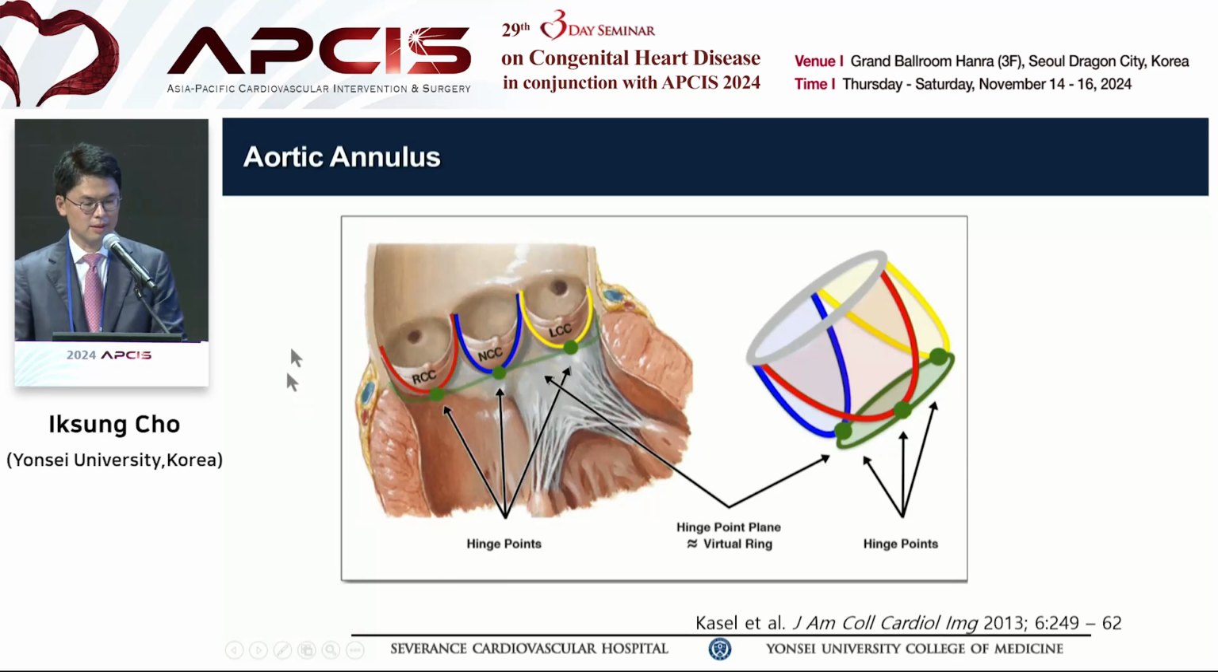So in this diagram, we can see which plane is the aortic annulus. The RCC hinge point, the NCC hinge point, the LCC hinge point. If we connect these three, that's going to be the annulus plane.